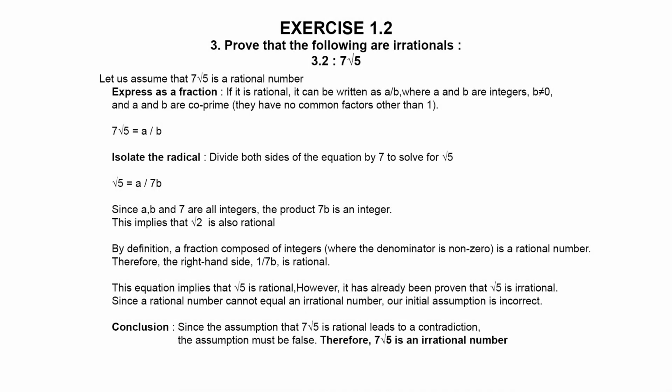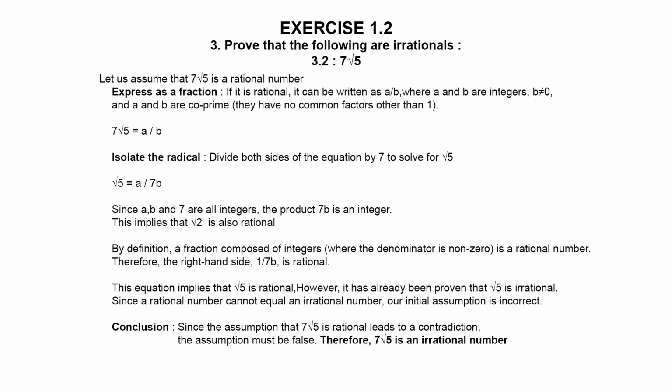Problem 3.27: 7√5. Let us assume that 7√5 is a rational number. Express as a fraction. If it is rational, it can be written as a/b, where a and b are integers, b is not equal to 0, and a and b are coprime, they have no common factors other than 1. 7√5 = a/b.